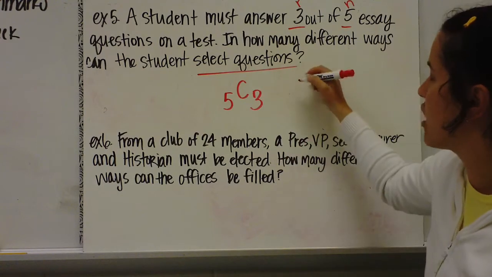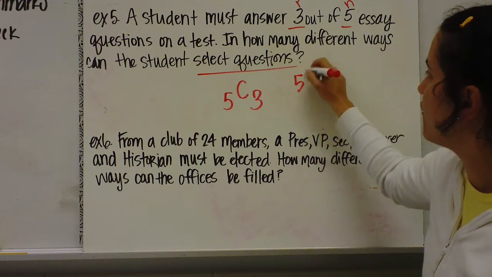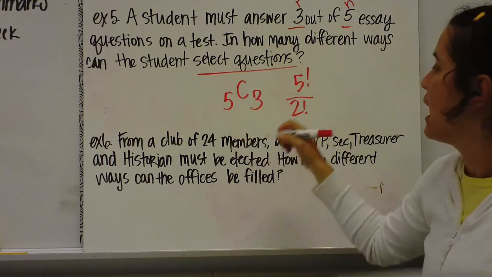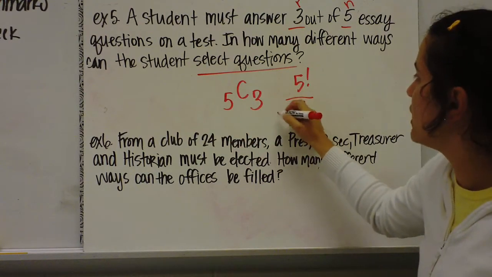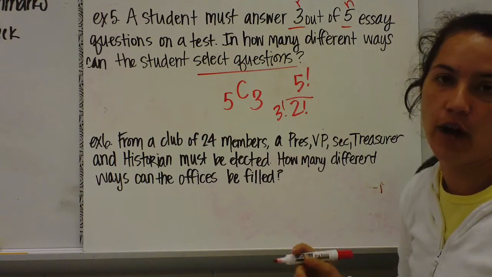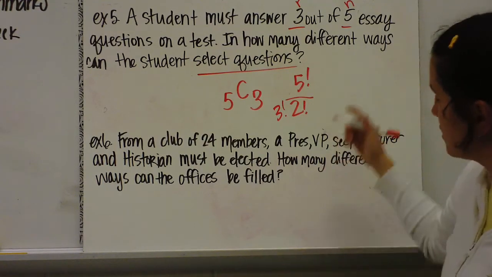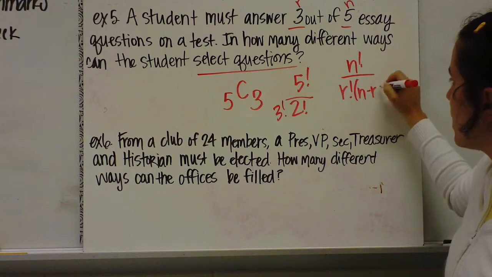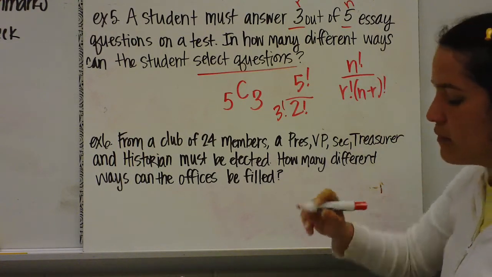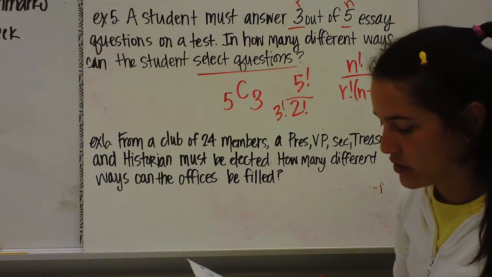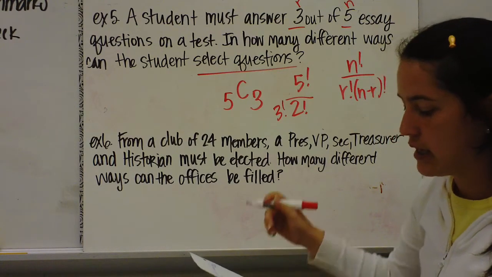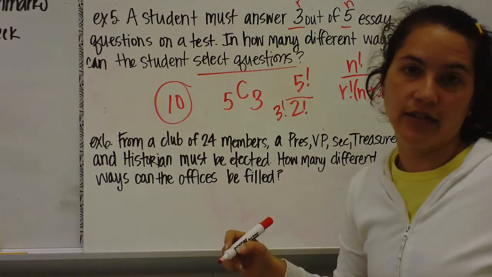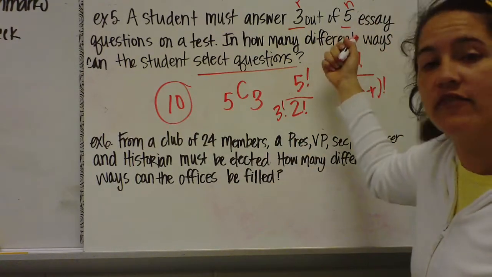So a combination. So that would be 5 factorial over 2 factorial, because remember you do 5 minus 3. And then you also have to put a 3 factorial in front because this is a combination. So it's n factorial over r factorial times n minus r factorial. And I've already got the answer, and the answer is 10. So there are 10 different ways that a student could answer essay questions if there's 5 choices and they have to choose 3.